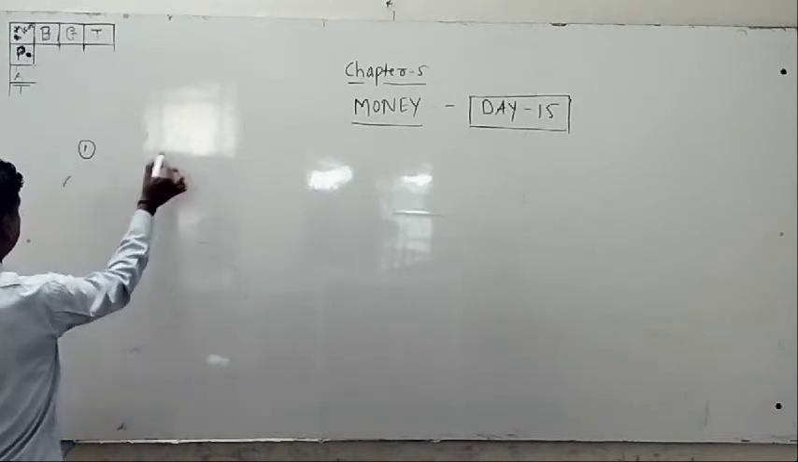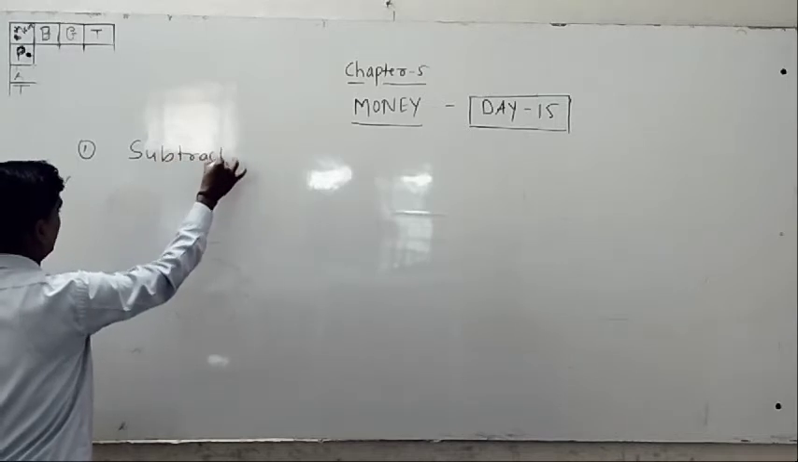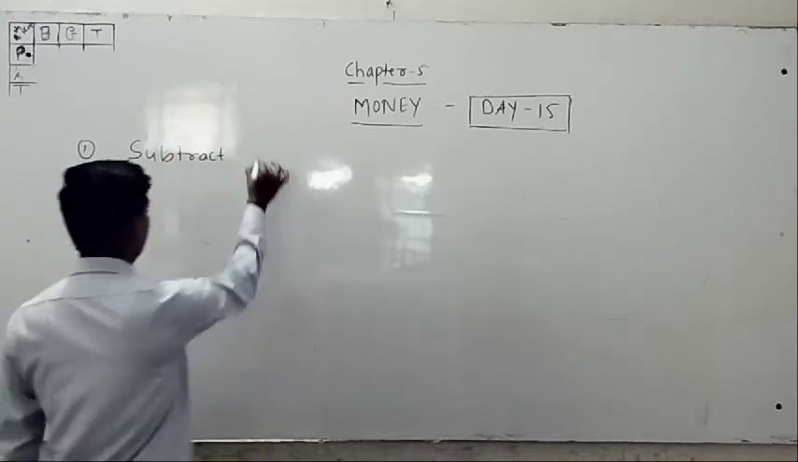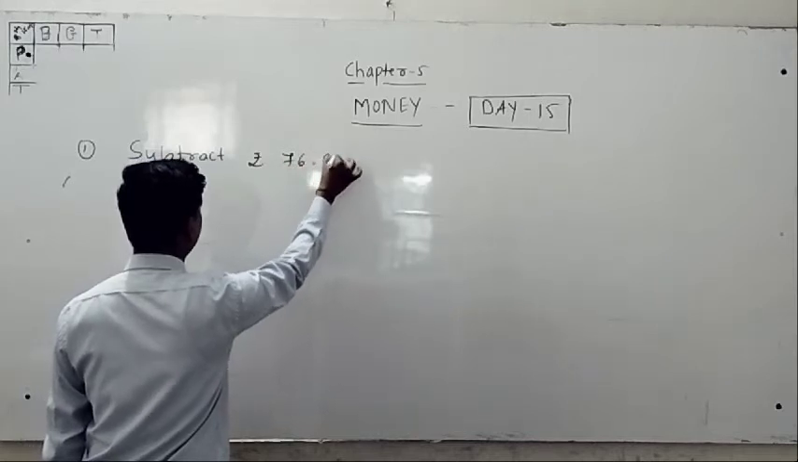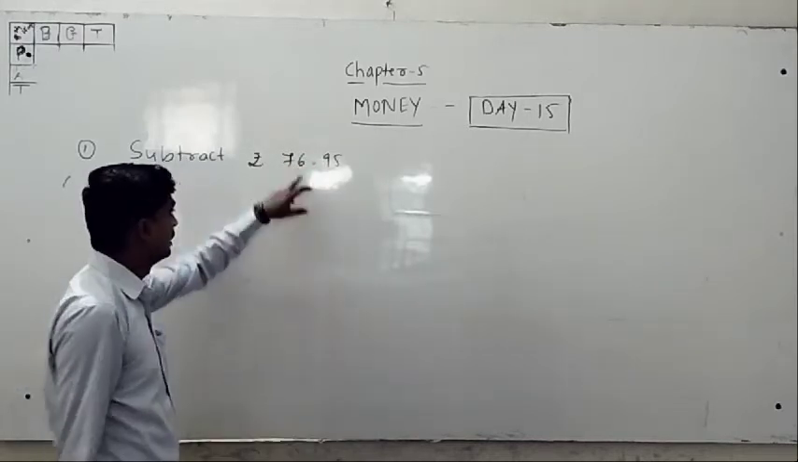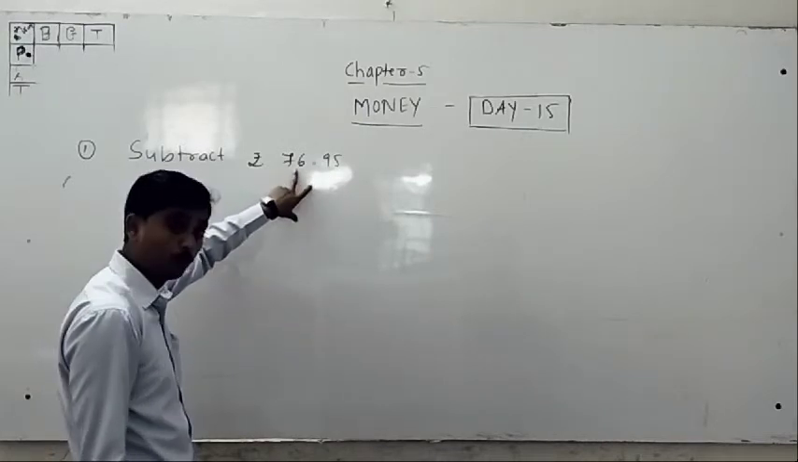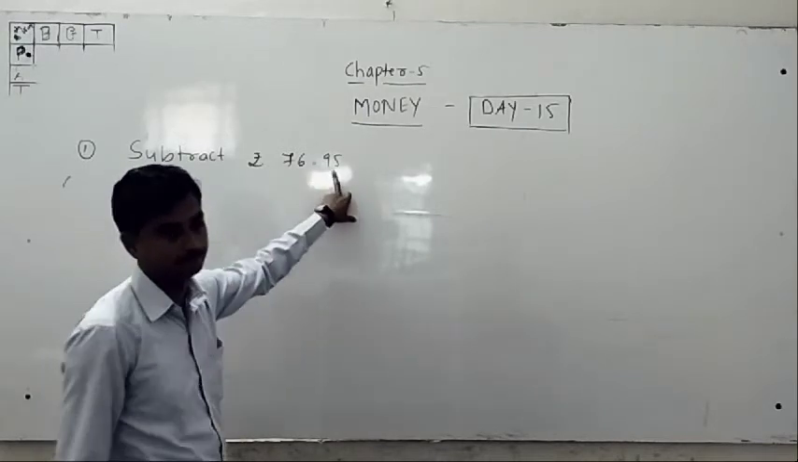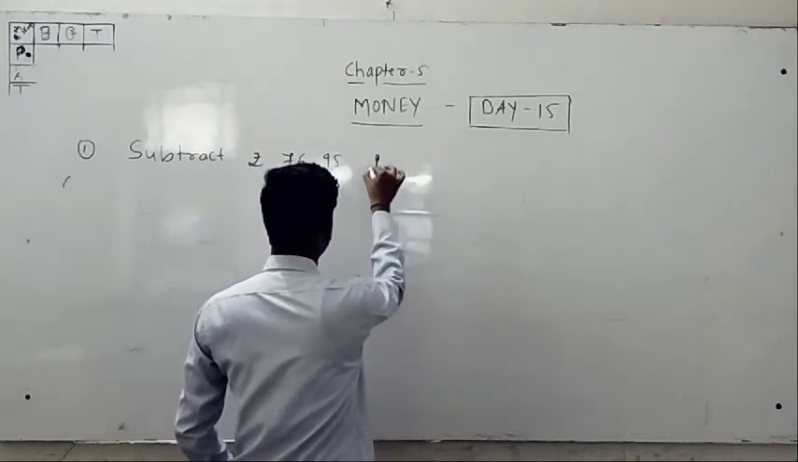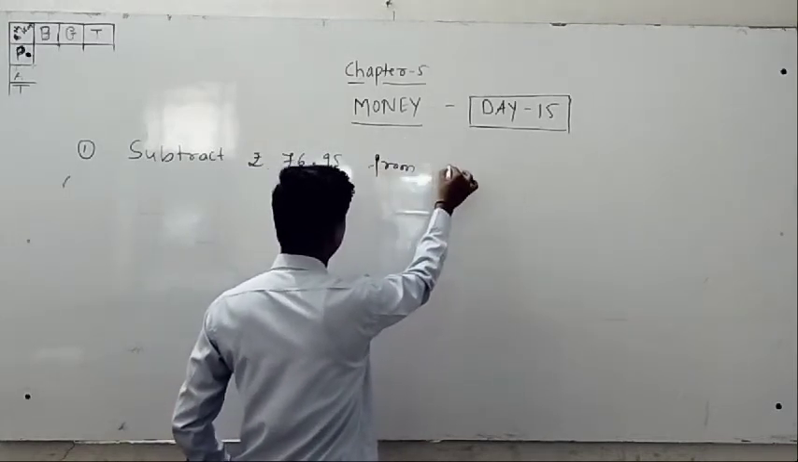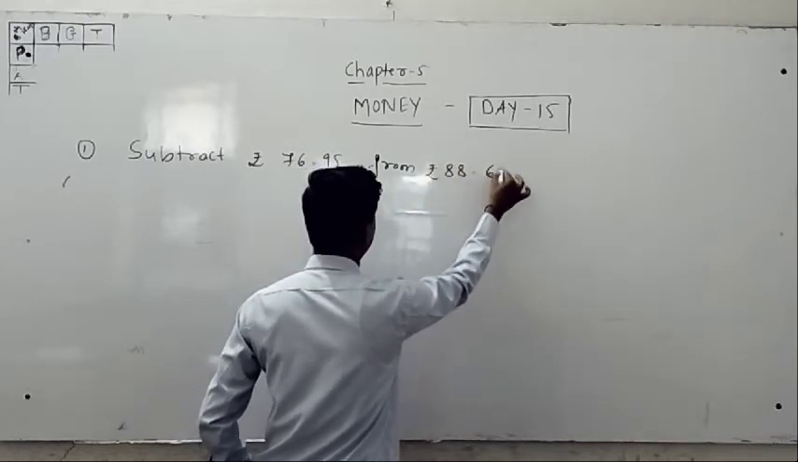First one is: subtract rupees 76.95. 76.95 rupees means 76 rupees 95 paise. Then from 88 rupees 60 paise.